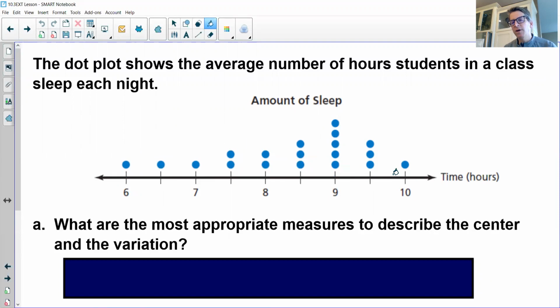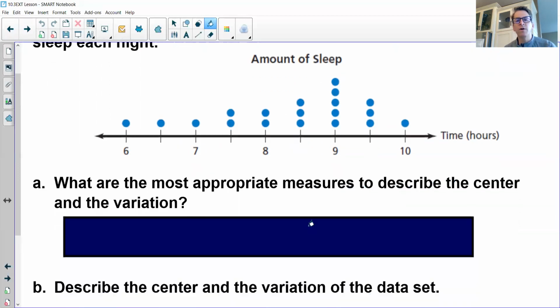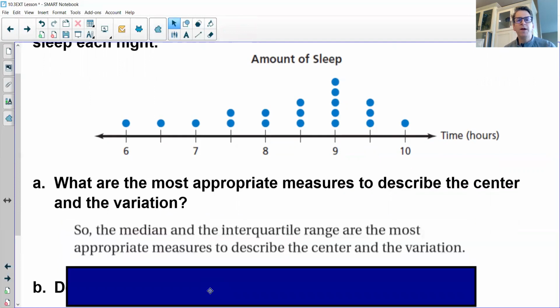You want to look at this distribution to make your determination on which measure you want to use. So it says, what are the most appropriate measures to describe the center and the variation? So as you can see, this data is skewed to the right. It is skewed to the right. So we're going to be using the median and the IQR as the most appropriate measures to describe the center and the variation. So the median and the IQR would be used in this skewed data set.